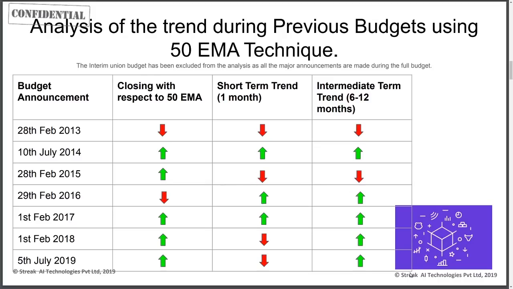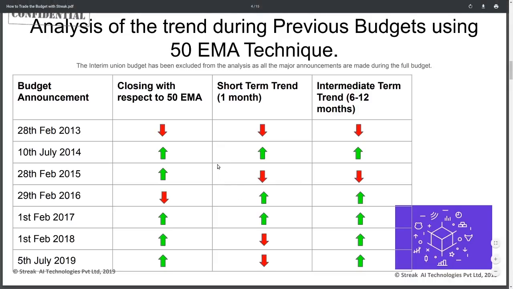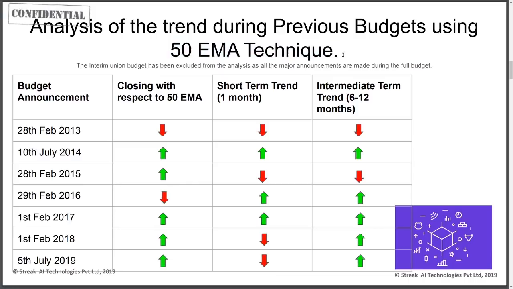Now let's move on. Let's first analyze with trend how the previous budgets have performed using the 50 EMA technique. This is a very standard approach in which people look at the 50-day exponential moving average and check whether the trend is bullish or bearish. If the closing price is above the 50-day moving average, it is considered a bullish trend, and if it is below, it is considered a bearish trend.